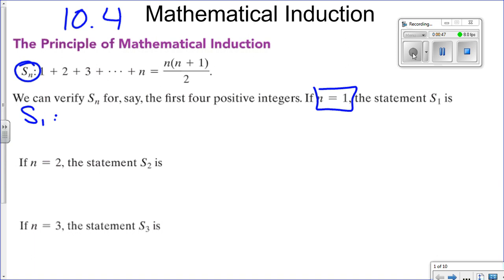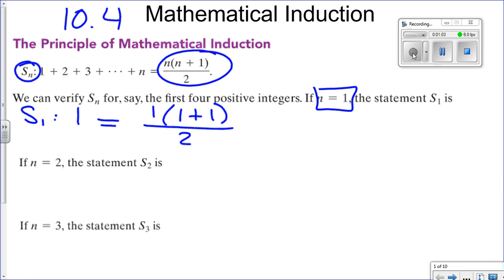So for that one, we know it's just equal to 1. And now I'm going to use this formula and see if it is true. 1 times 1 plus 1 over 2. And we know that this will be 1 plus 2 divided by 2. And so that is equal to 1. So we say, yes, it is true.